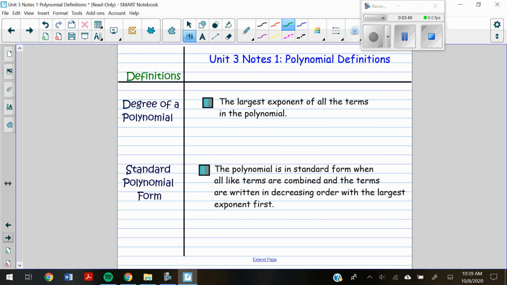All right, the degree of the polynomial is the largest exponent in all of the terms. Then standard form for the polynomial is when all like terms are combined, and the terms are written in decreasing order, and the largest exponent is first. We're going to practice this with the problems on the back side of these note sheets. So pause to write those down.